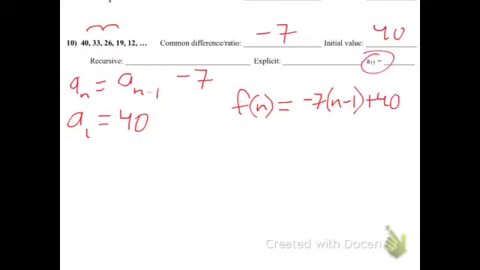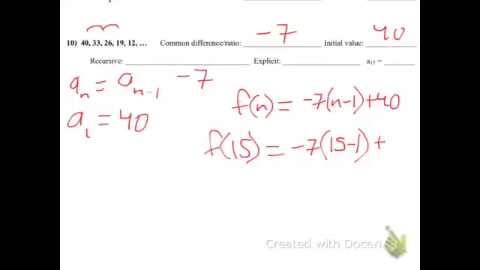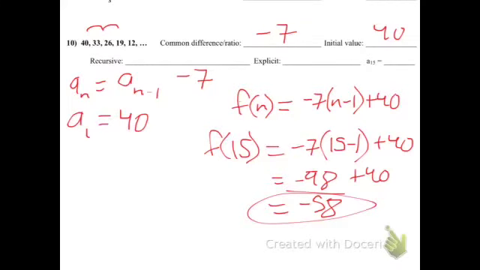To get the 15th term, you plug in 15. So you're basically going to do negative 7 times 14, and then you're going to add 40 after that. So negative 7 times 14 gives you negative 98, and then you're going to add 40, which is going to give you negative 58 for your 15th term.